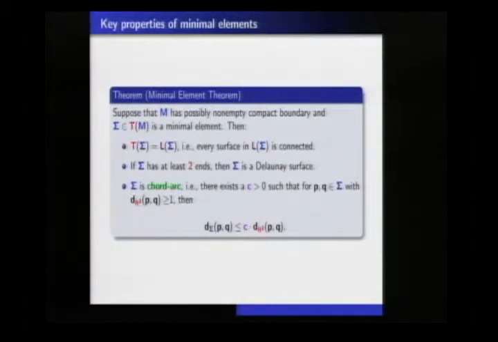So the number I picked, at least distance 1 away from each other. Then I have a uniform constant. So then the distance on the surface is comparable up to a constant. Maybe it's a big constant, and maybe it depends on the minimal element. This constant depends on sigma.